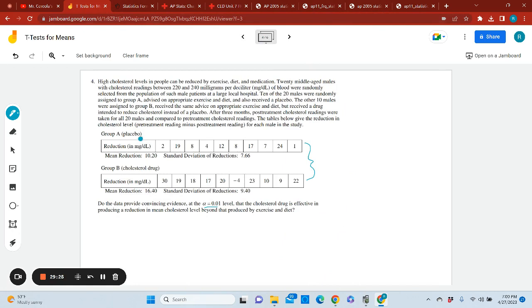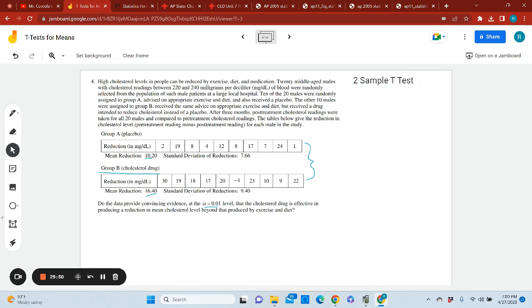So now we have 2 sample means, okay? And we're testing to see whether the mean reduction in cholesterol is greater for Group B, since they were receiving a cholesterol drug. So this, of course, is going to be a 2-sample t-test. That's what we're doing.